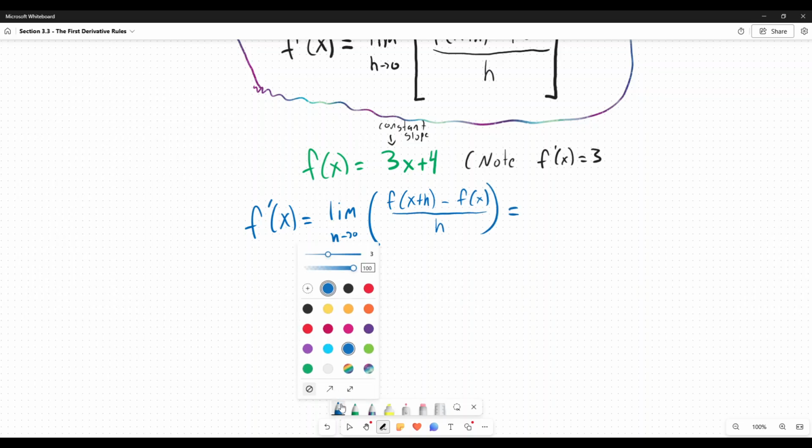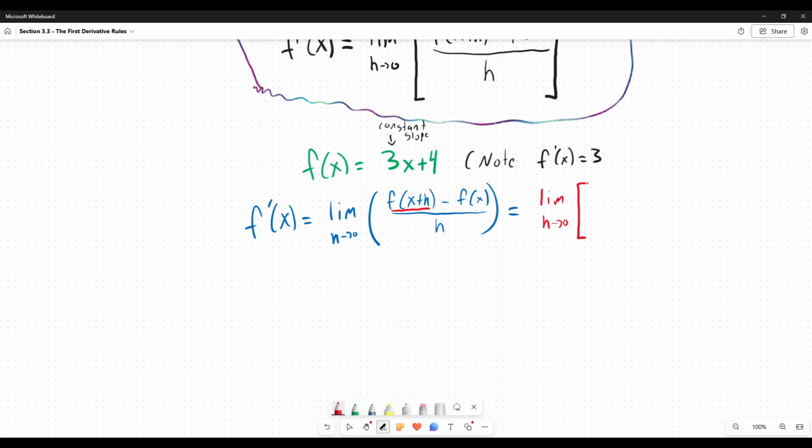Let's change colors. First, we're just going to expand out what f of x plus h is. So, this is the limit as h approaches 0 of, plugging in x plus h here, 3 times x plus h plus 4 minus f of x. Reminder, when you subtract f of x, we're going to subtract the whole thing. So we're subtracting 3x, and we're also subtracting the 4. All this over h.